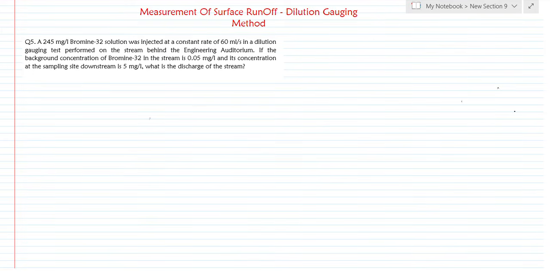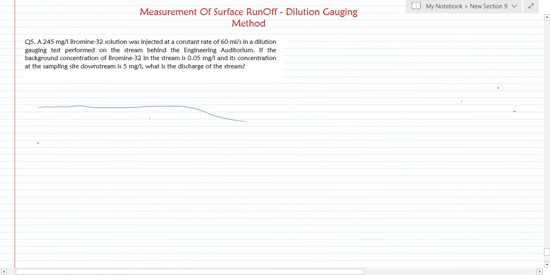Here we want to measure surface runoff, and we are using the dilution gauging method. In this method, we have a stream flowing within a basin, and we want to know its runoff, or its discharge. So we take a substance, which we call a tracer, whose concentration is known. We place it in the stream, and it mixes with the water and moves.